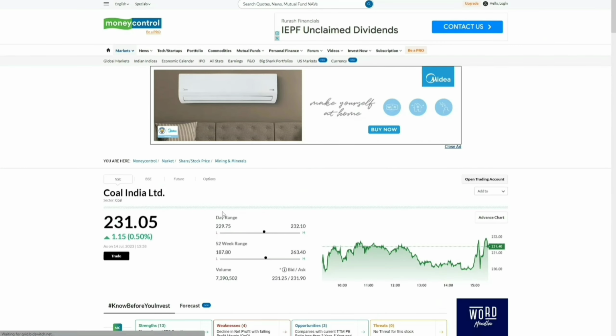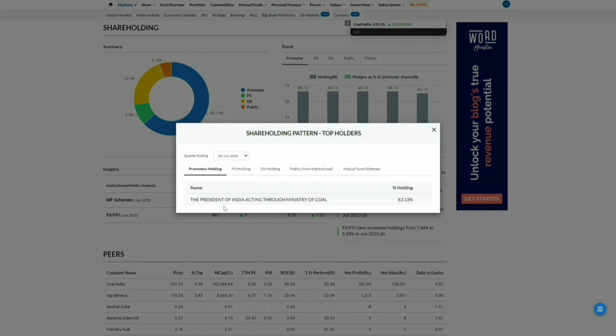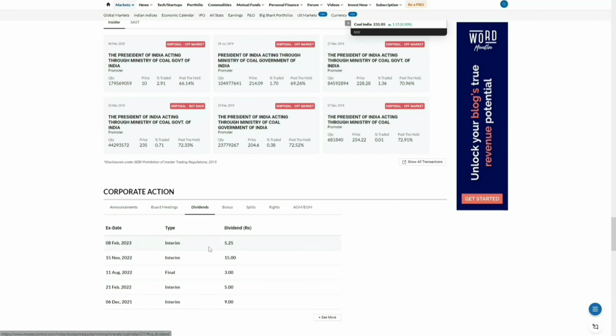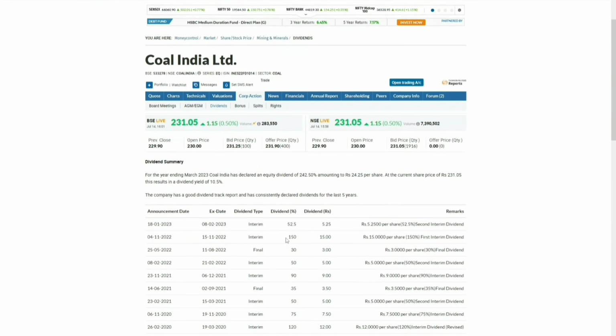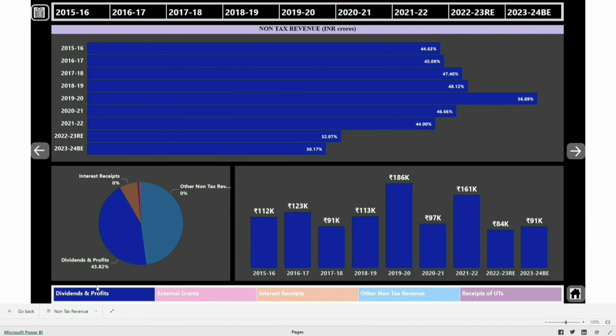We can also look at Coal India Limited. We can click on its shareholdings, and here you'll find that the President of India is holding 63% via the Ministry of Coal. We can also look at its dividend and the historical dividends as well. So here for Coal India, we can see the historical dividends. All these things actually contribute to the government's dividends and profits.